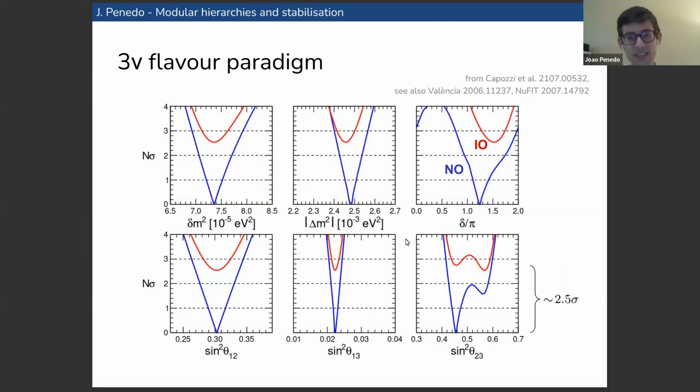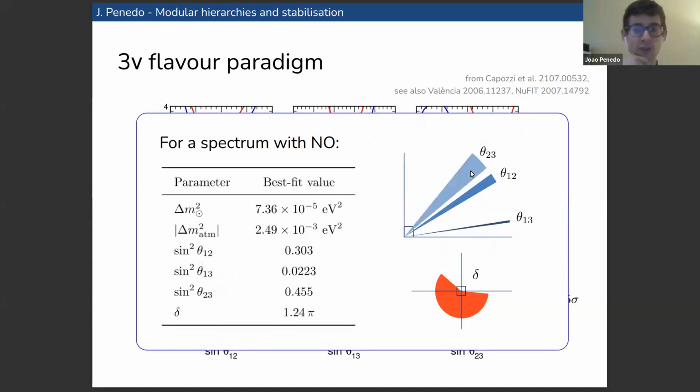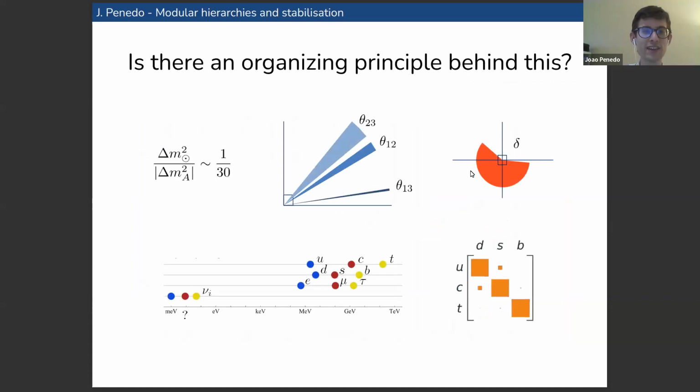So here the point is just to say that we have a huge precision in the angles, but the phase is still not very well known. So for a spectrum with normal ordering, the picture is this one. We have two large mixing angles, one small, and the phase delta, which is not so constrained yet as you would like. And in the future, we hope to know more about it. Okay, so the question here about the flavor puzzle is, is there an organizing principle behind these patterns of masses and mixing?